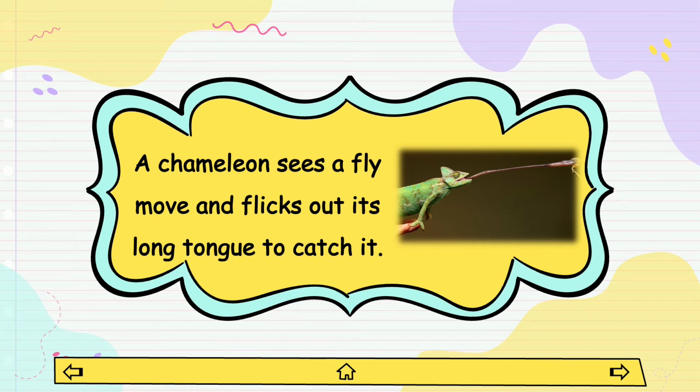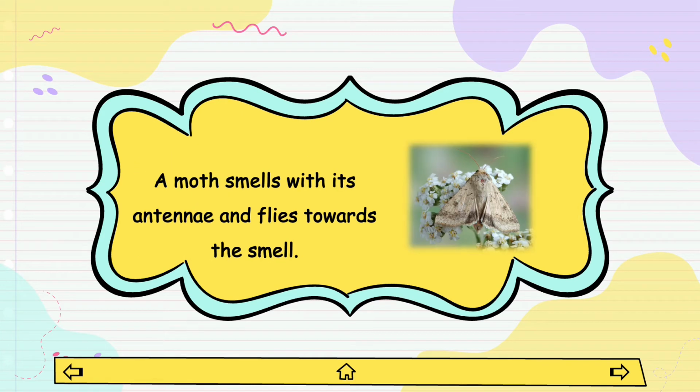A chameleon sees a fly. You must have seen chameleons in zoos. Its tongue is attached to the front, so it can stick out its tongue. When it sees a fly move, it will flick out its tongue to catch it. It's a very long tongue. You can see in the picture already.